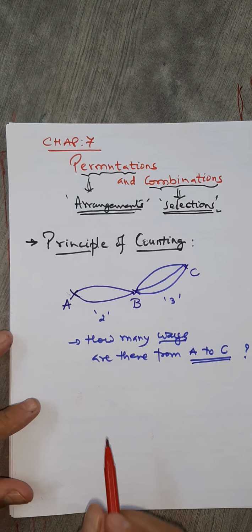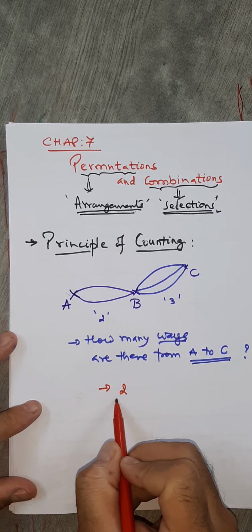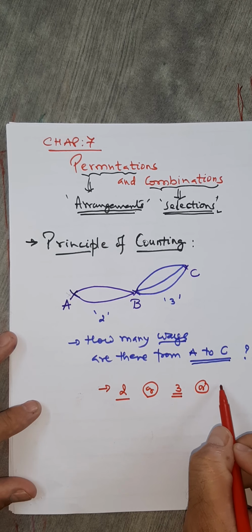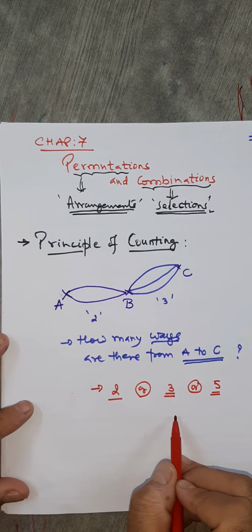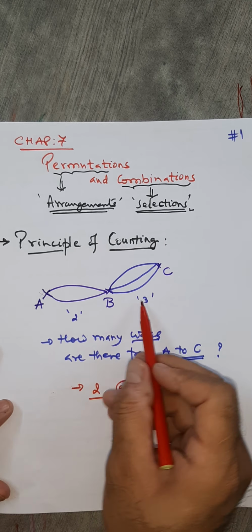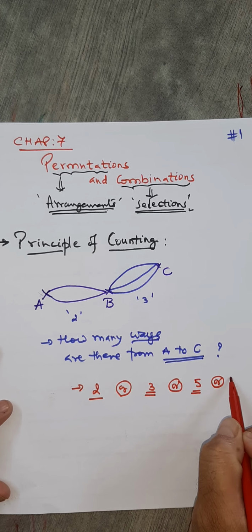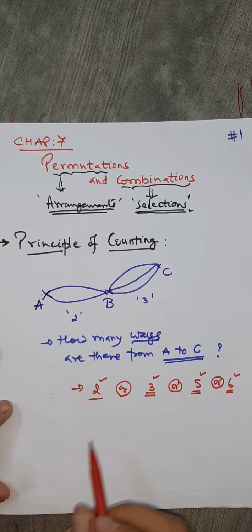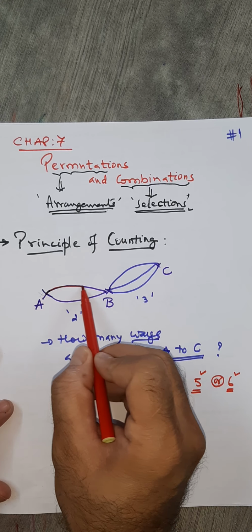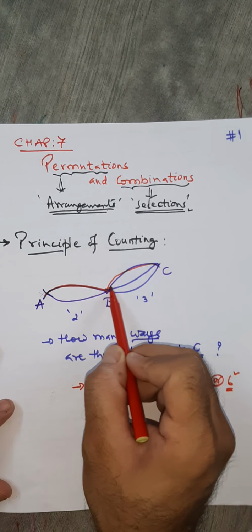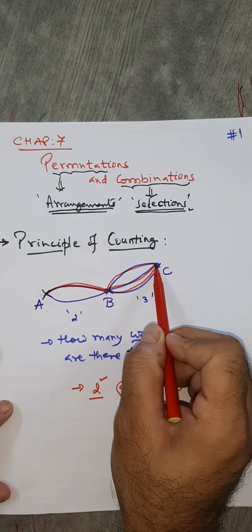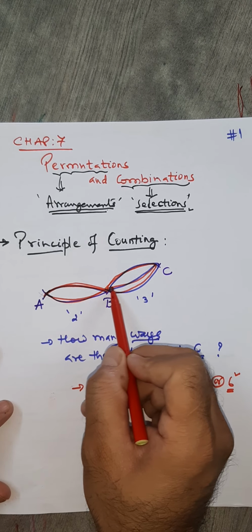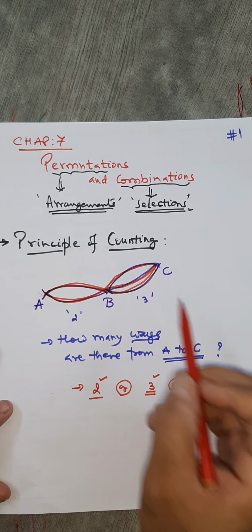What do you think? Your answer may be just 2, or just 3, or 2 plus 3, which is 5, or 2 into 3, which is 6. There are several answers you may have in your mind. Let's count. I'm just counting: 1, 2, 3. Now you must have realized what I did. 4, 5, and 6. So 6 is the correct answer.